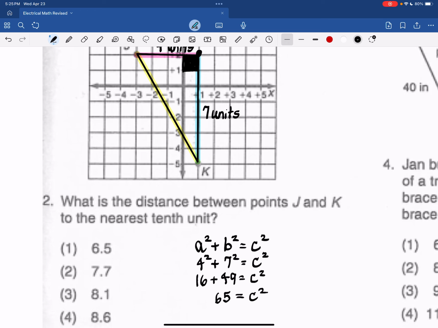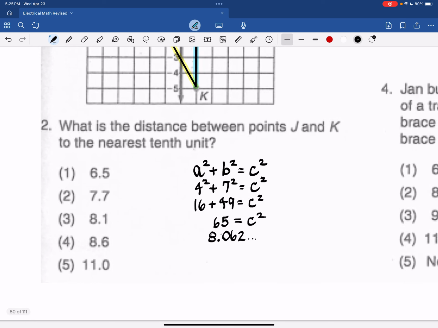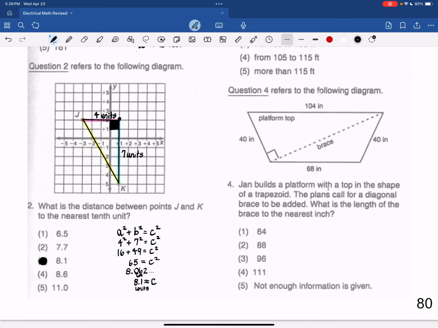Take the square root of that, and you get 8.062 and a bunch of other stuff. So c to the tenth is about 8.1 units. So I like number 3 on that one. I almost marked number 4 because my brain is not wired like most people's, but be careful, it's 8.1.